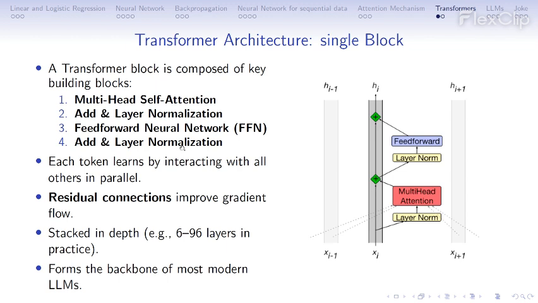So in the transformer architecture we have 2 normalization layers, 1 feed forward network, and one multi-head attention layer. Each token learns by interacting with all others in parallel, and residual connections improve gradient flow. So transformer blocks can be stacked, for example 6 of them. For example, OpenAI's model had 96 layers, maybe, I don't know, I think. It forms the backbone of most modern large language models.